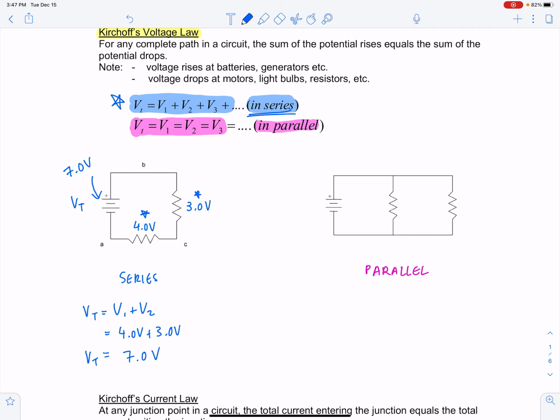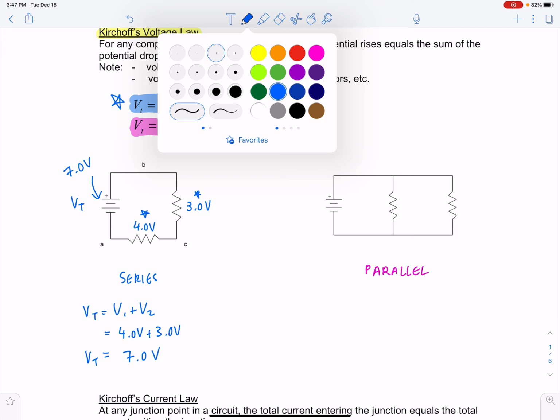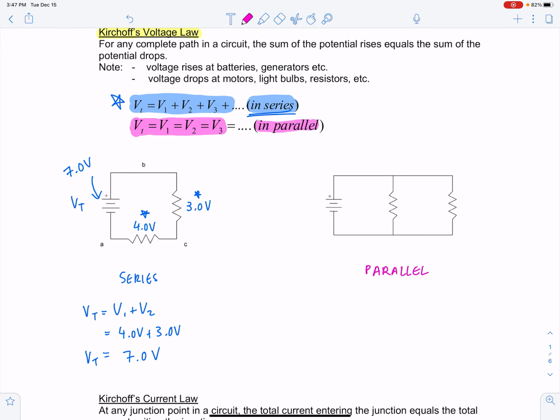Let's do an example with a parallel circuit. In this question, I'm going to get you to find the total voltage, the voltage past the first resistor, given that the voltage past the second resistor is 3 volts.